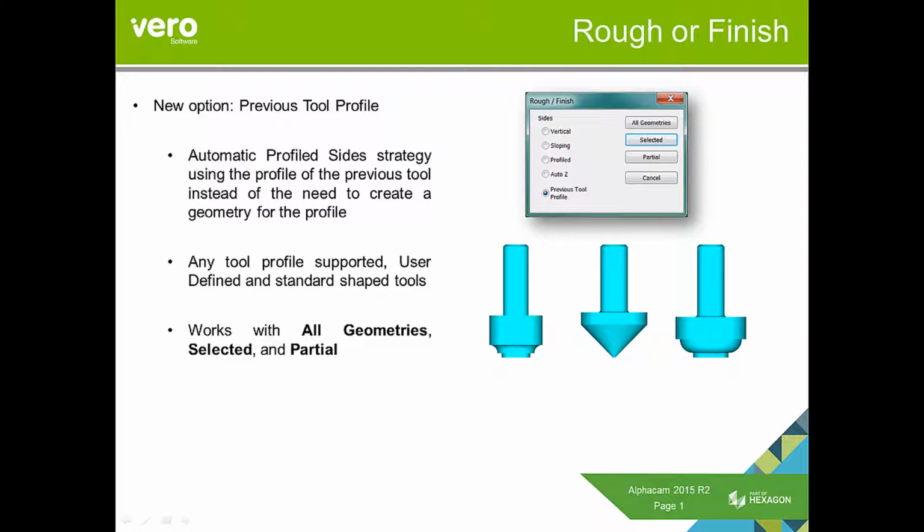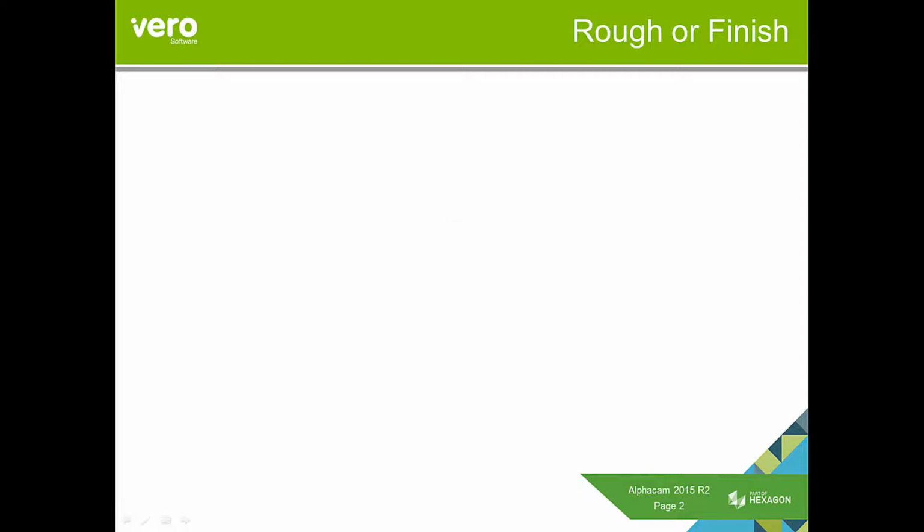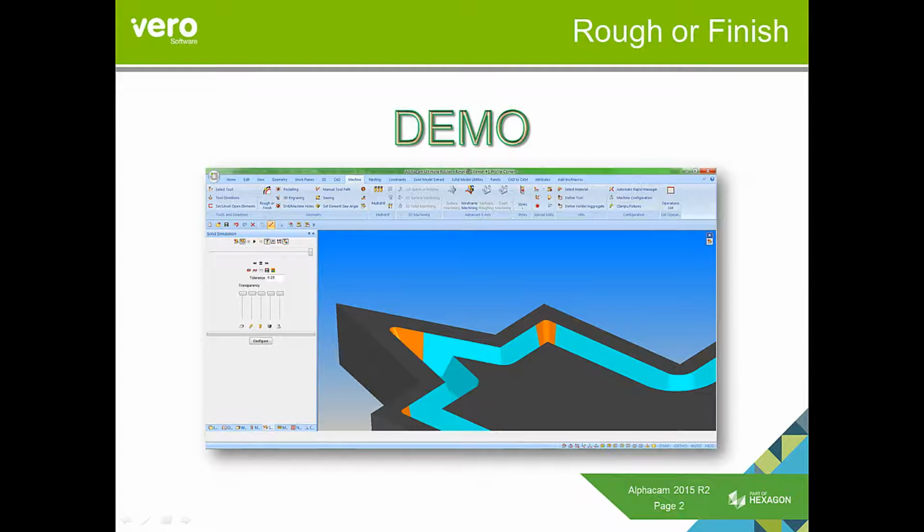You can use the all geometries, selected and partial commands as well, and you can machine around the whole contour, or you can activate the take account of previous machining and use it as a rest machining strategy. So let's have a look at this command now within Alphacam 2015 R2.